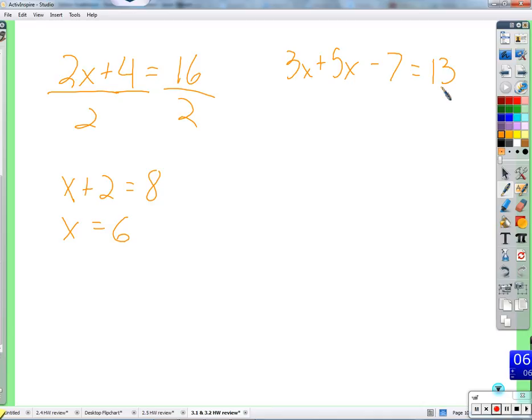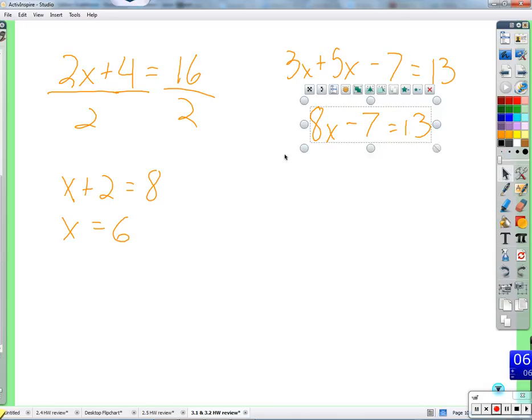So, what would someone do first? Collect like terms. Which would give us 8x minus 7 equals 13. I would have added the 7 first. Well, you would have added 7 first.